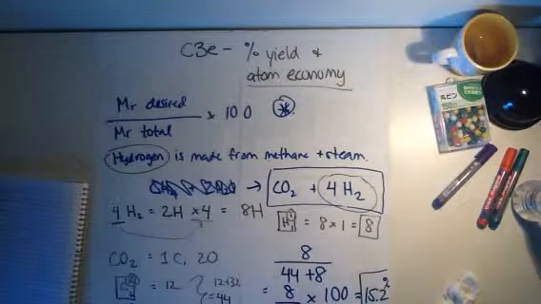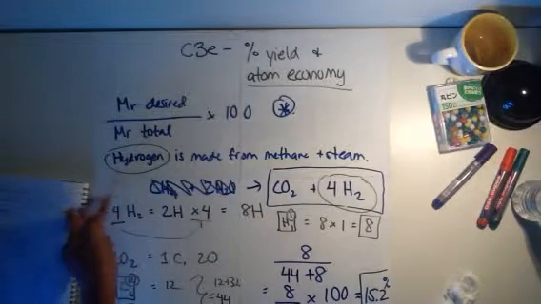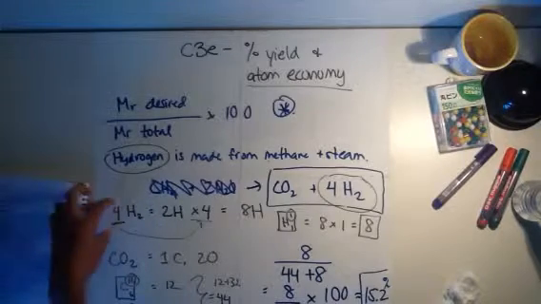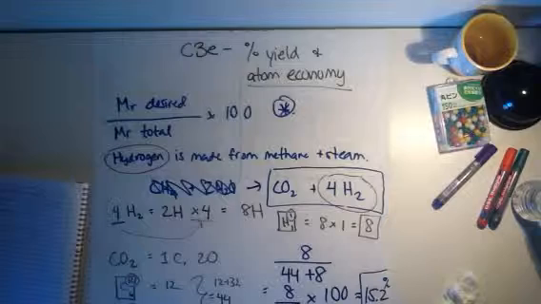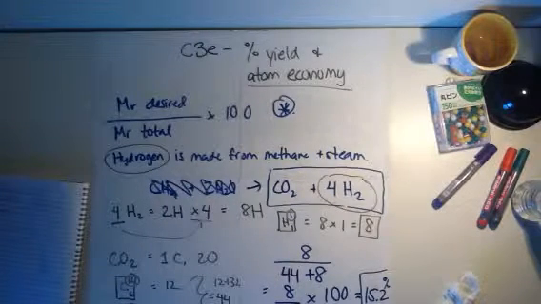So that's another simple example. The only difference here, or the only extended bit, is when you have numbers in front. If the number is, or before, I'm sorry, that means you have to multiply. So that's why I've drawn that out there, so you can remember that. So that is atom economy. And that's C3e done.